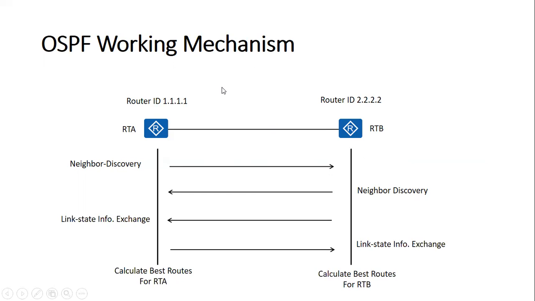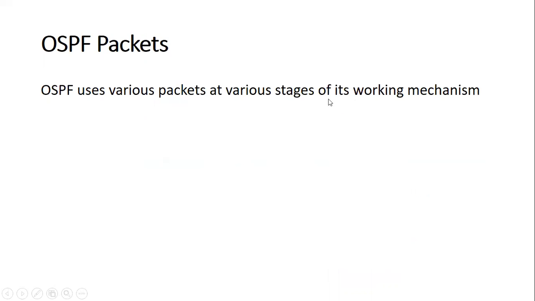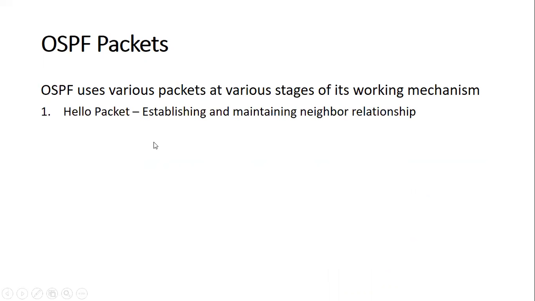For each of these stages of the working mechanism, OSPF uses packets. There's an exchange of packets, and these packets are divided into five types. The first packet is called a hello packet. A hello packet, as we have said, is used for discovering and maintaining neighbor relationships. We look at it today in detail.